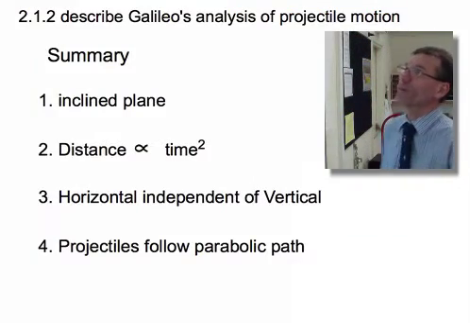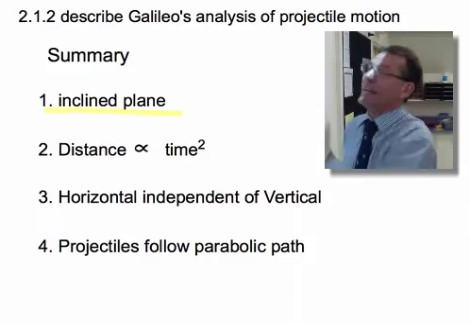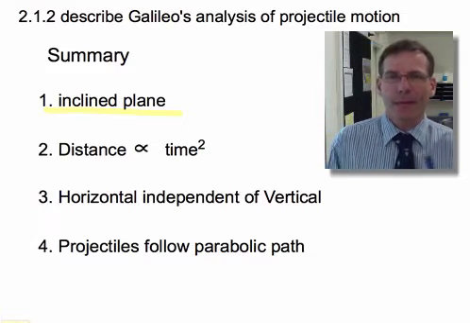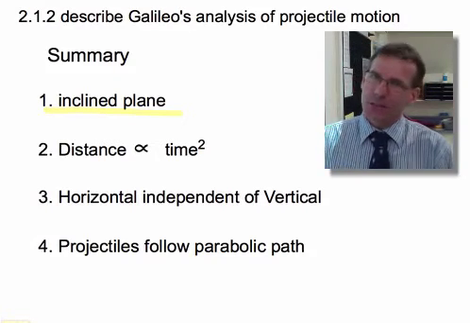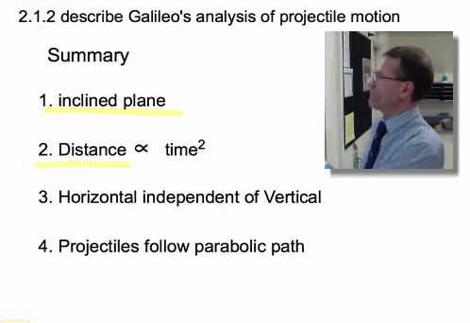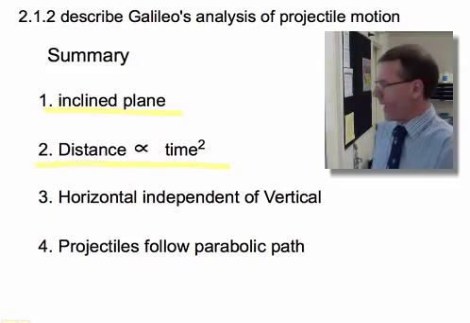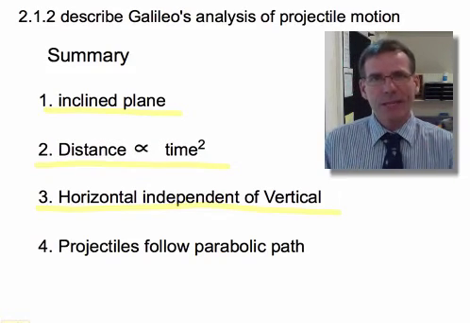So, in summary, for Galileo's analysis of projectile motion, well, first thing, he used an inclined plane, which was an incredibly smart way of being able to slow things down so that he could make accurate measurements, set up those little frets so he could accurately measure the distance it travels in each time interval. We found that it was a squared relationship between the distance something falls and the time. His other genius was to realise that the horizontal motion is independent of vertical.